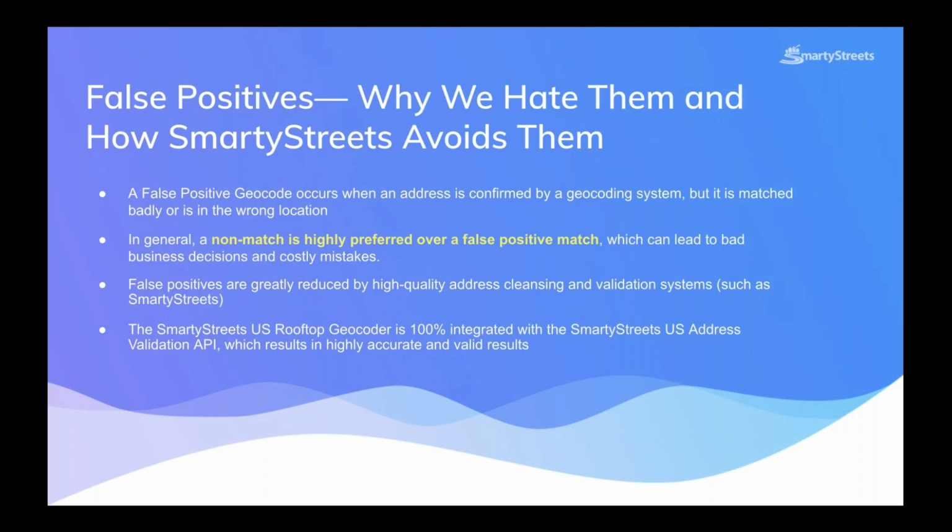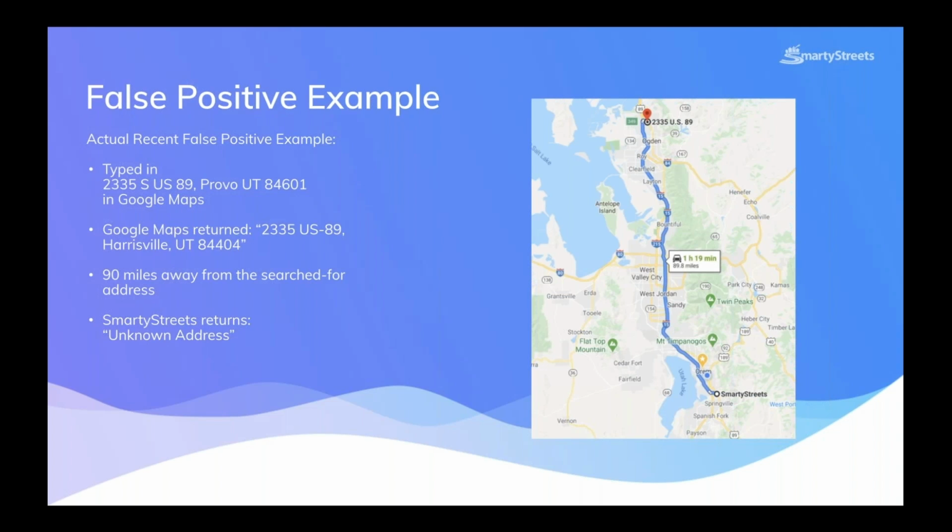The false positives are greatly reduced if you have high quality address cleansing on the way in and need to be validated, such as putting SmartyStreets in front of a geocoding engine. That will greatly reduce the incidences of false positive matches. And because the SmartyStreets US Rooftop Geocoder is 100% integrated with the SmartyStreets address validation API, that results in highly accurate and valid results. I'm going to give you an example of something here.